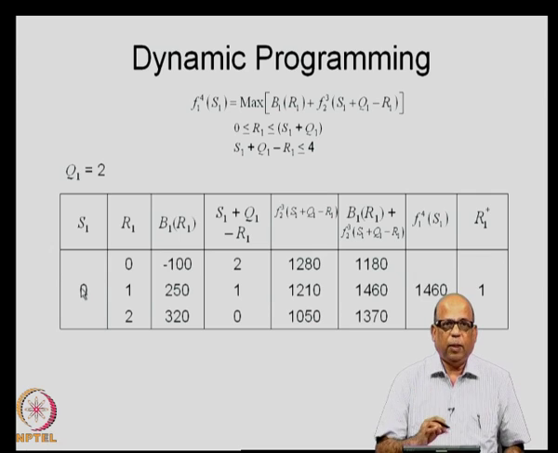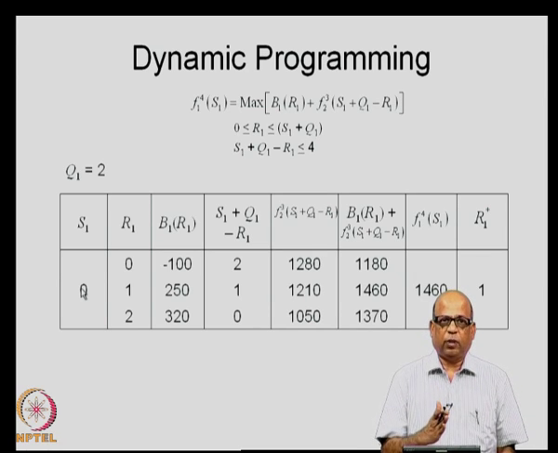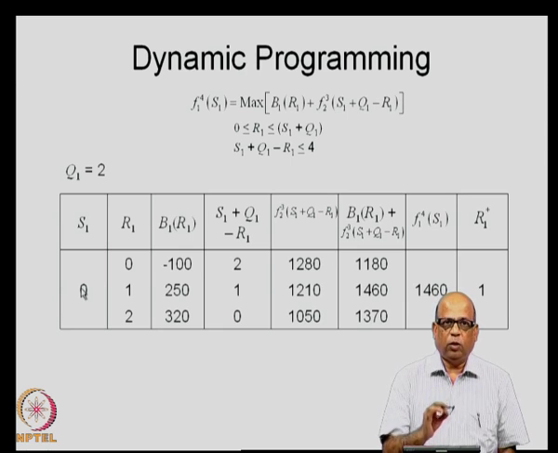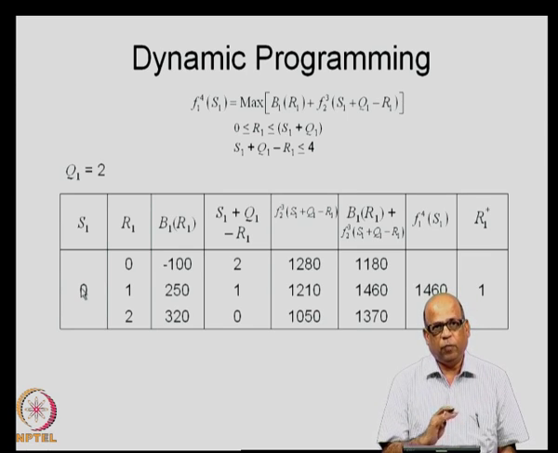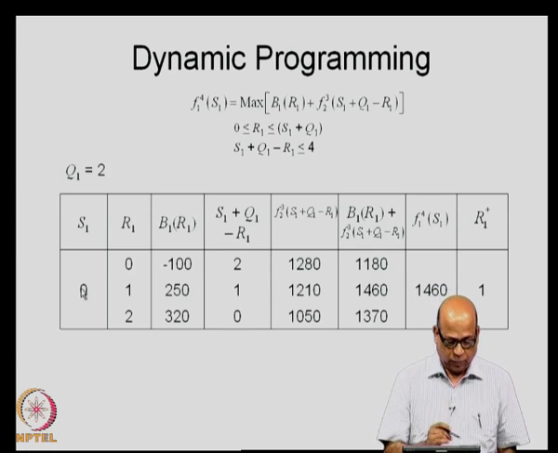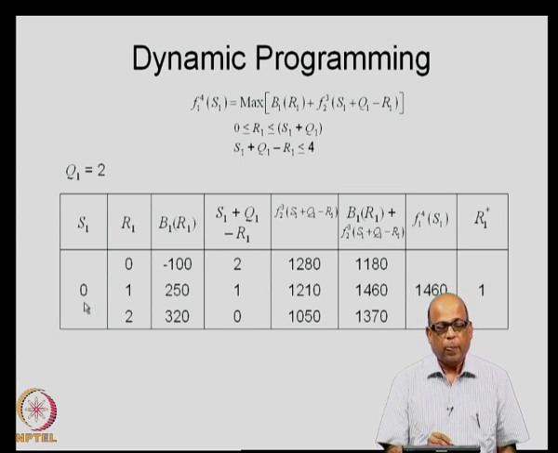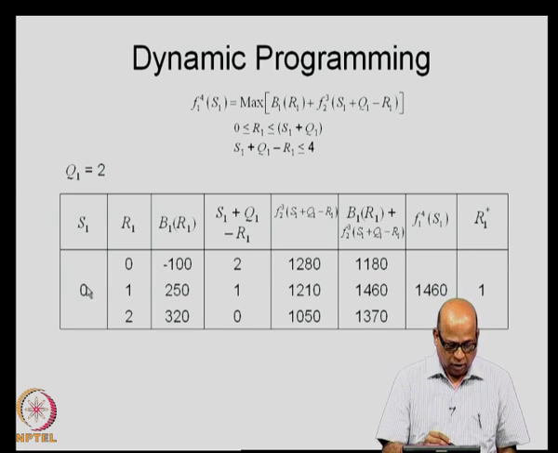Whereas, when we come to time period 1, we know that the storage at the beginning of the time period is 0. So, we solve the problem for stage number 4, which corresponds to time period t equal to 1, for the given value of storage. So, S1 is 0 and Q1 is 2. So, R1 can take on values up to 2: 0, 1, 2.